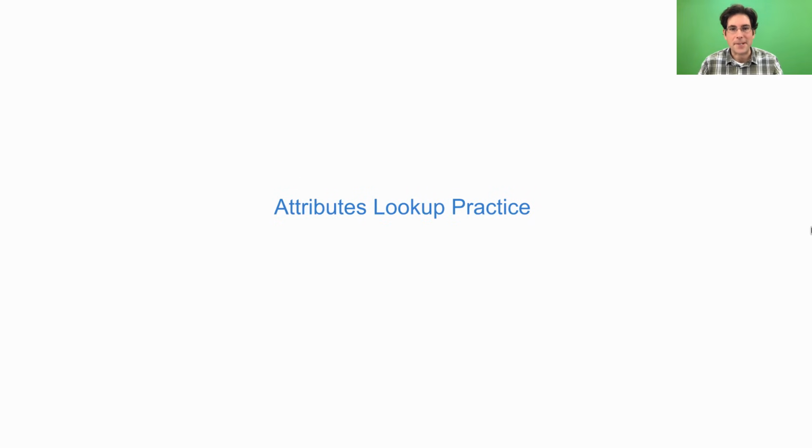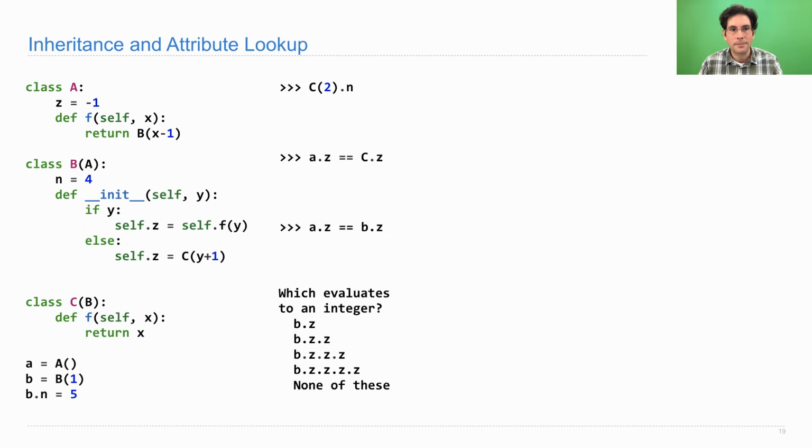Let's stress test our understanding of attribute lookup and inheritance by working through a slightly more complex example. Here it is. I suggest that you pause the video and try to figure out what happens after you run all of this code on the left and then evaluate these three expressions on the right. What are their values? If you finish that, try to answer the question of which evaluates to an integer.